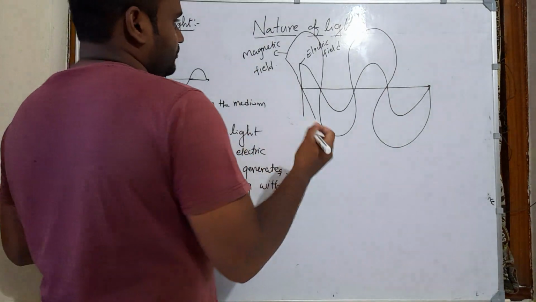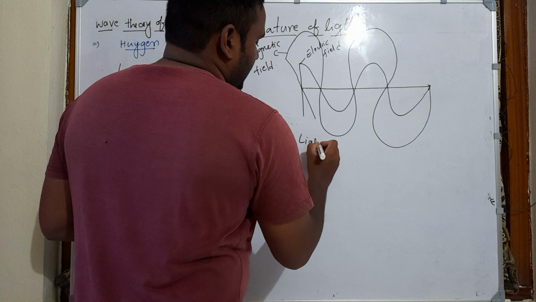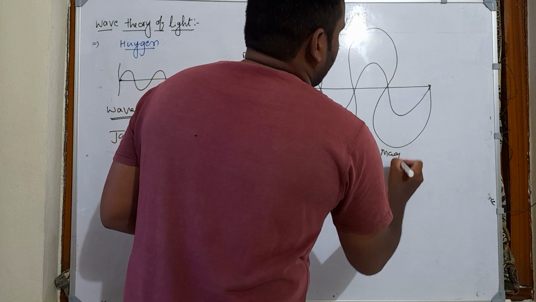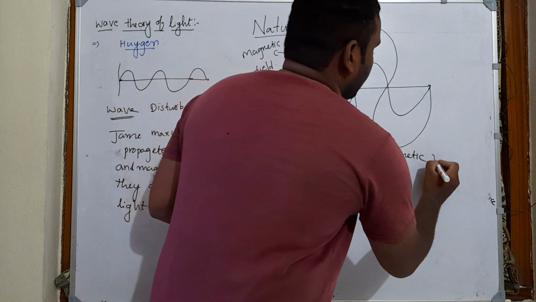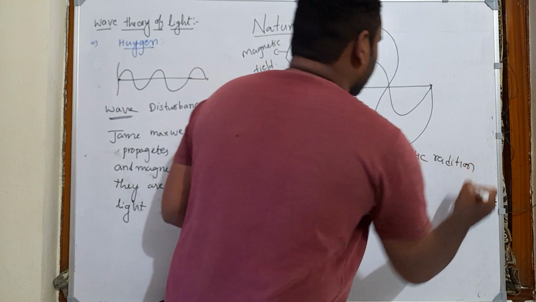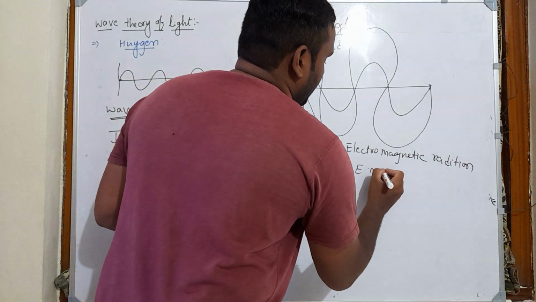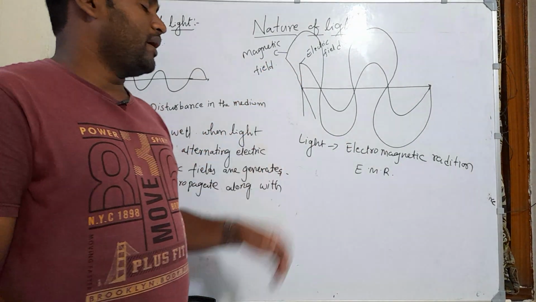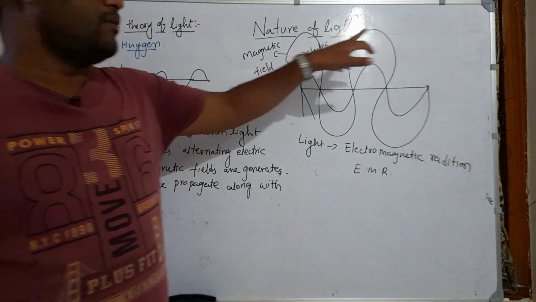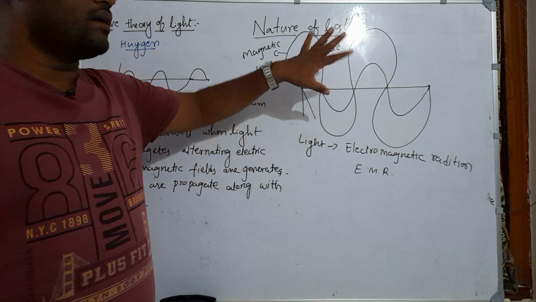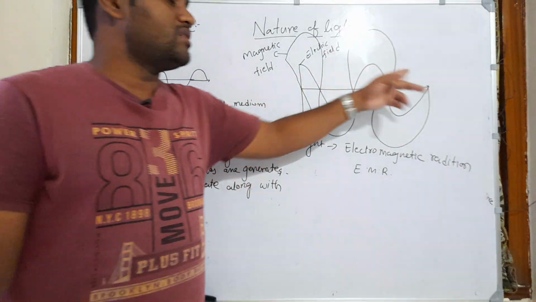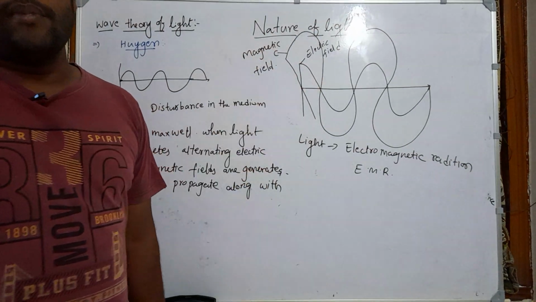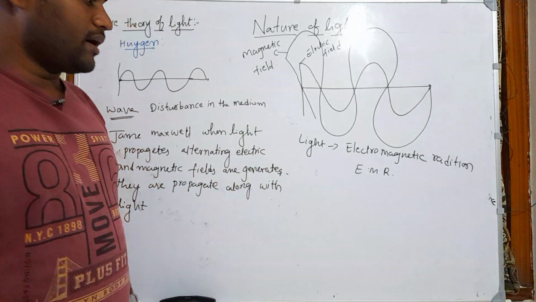That's why light is also called electromagnetic radiation, in short EMR. Why is light called electromagnetic radiation? Because when light travels from one place to another, alternating electric and magnetic fields are generated and travel along with the light wave, which means the light wave is associated with the electric field as well as the magnetic field.